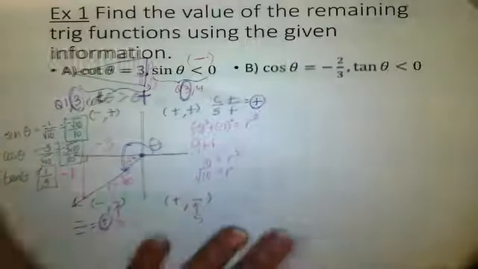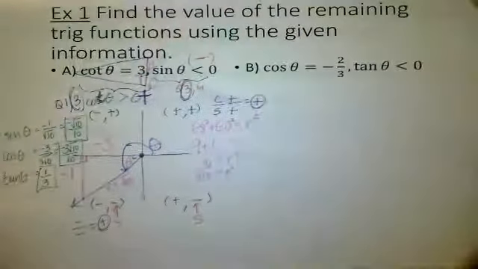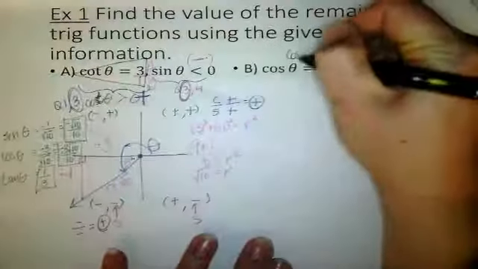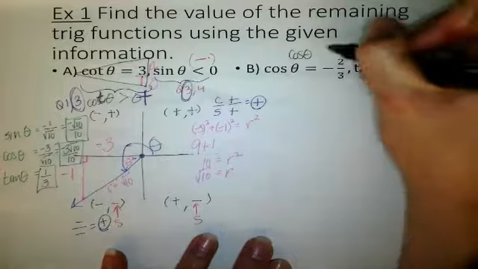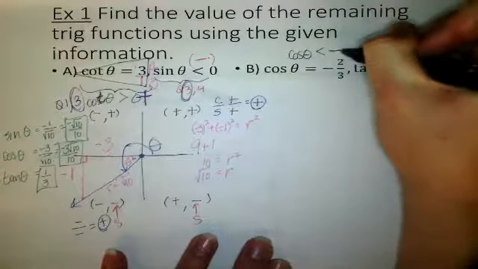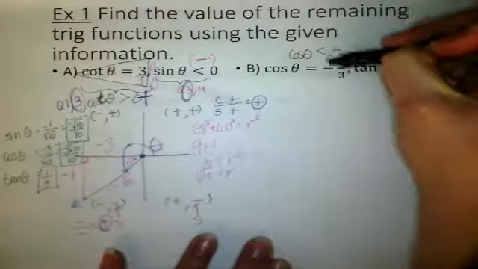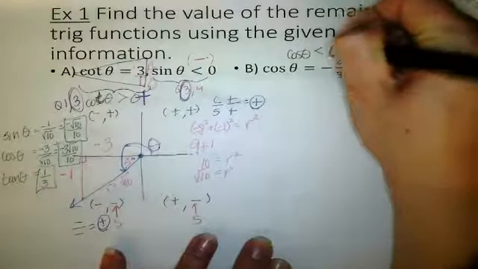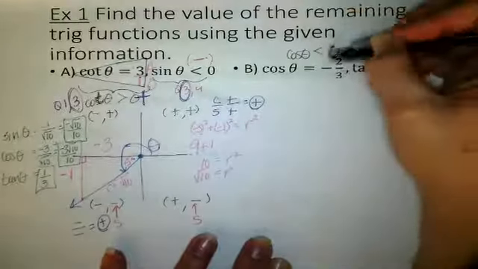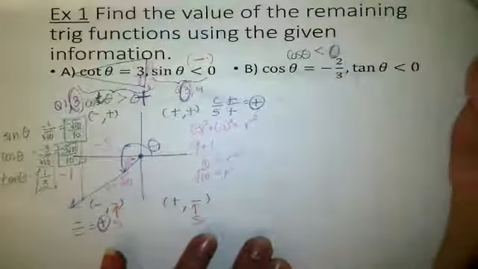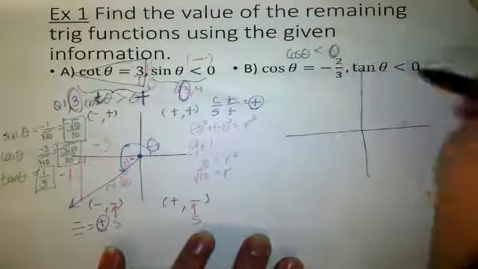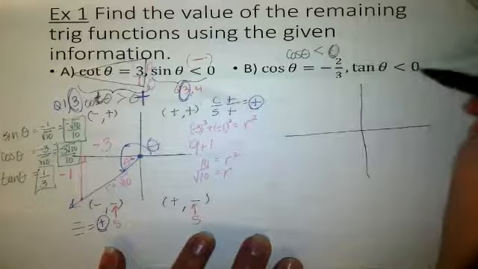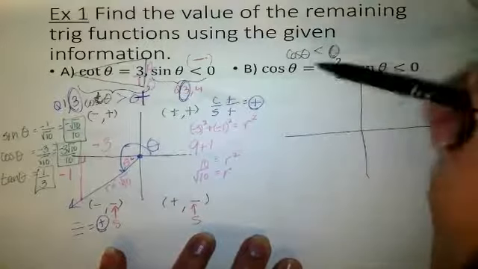So same idea over here. They're telling me that the cosine of some angle is negative 2/3, which would imply that the cosine of the angle is less than 0. Good information, less than 0. That's not theta. Then we also know that the tangent of that angle is less than 0.